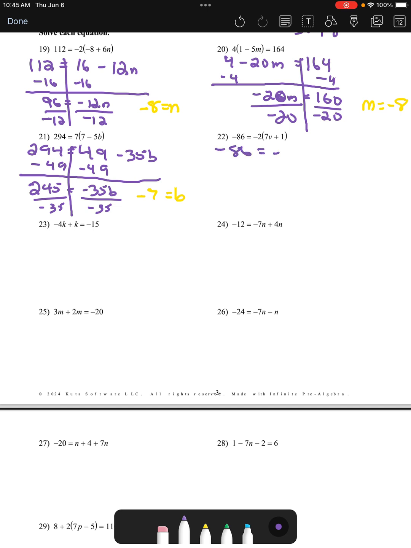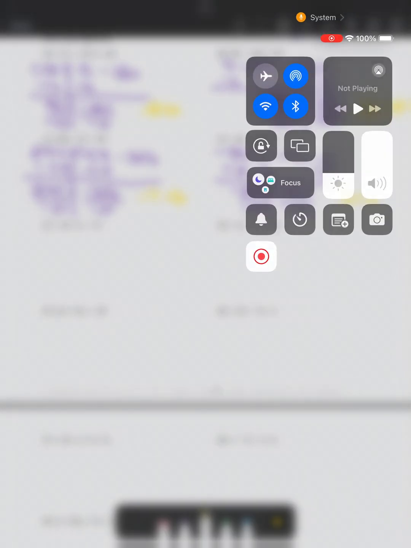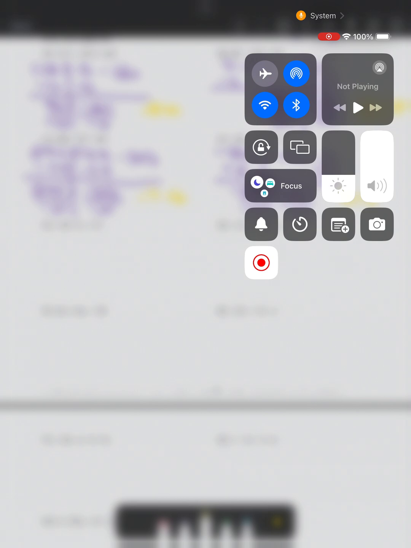Feel free to pause and try number 22. When we distribute, we get -86 equals -14v minus 2. We're then going to add 2 to both sides to get -84 equals -14v. We will divide both sides by -14. And again, this is mostly going to be guess and check until you get the right value. It's a double negative, so we're going to have a positive. And the number is 6. 84 divided by 14 is 6.